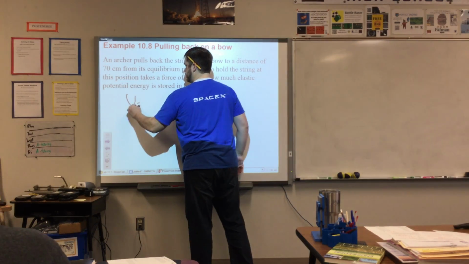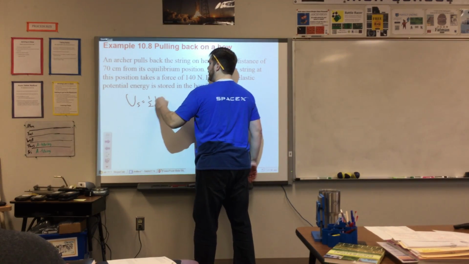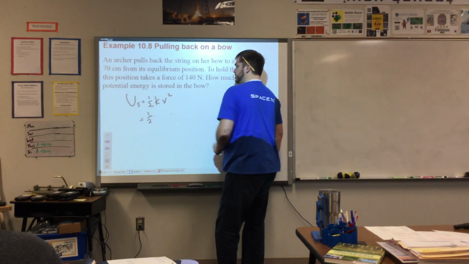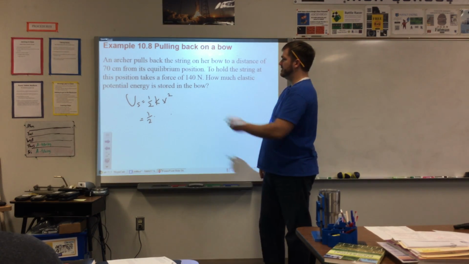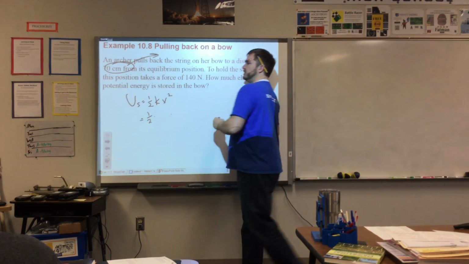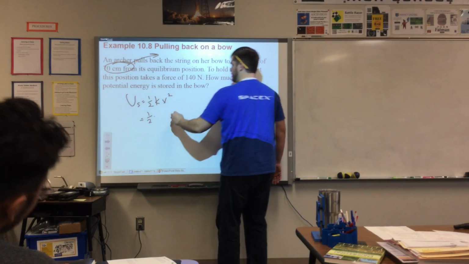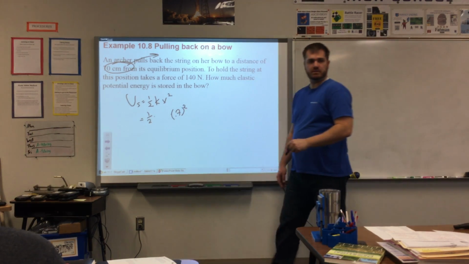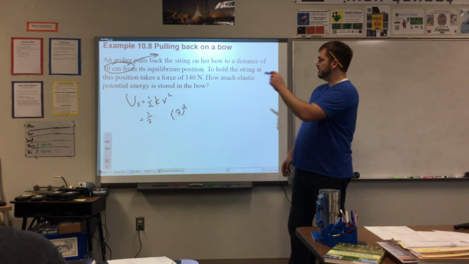U_S equals half kx squared. Okay. You know the 1/2. Do you know the x? 70 centimeters. In meters, por favor. 0.7. But we need to know what that k value is. Use the equation. All right, yep.